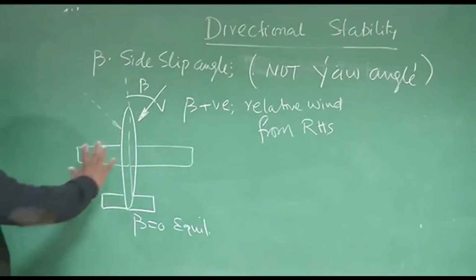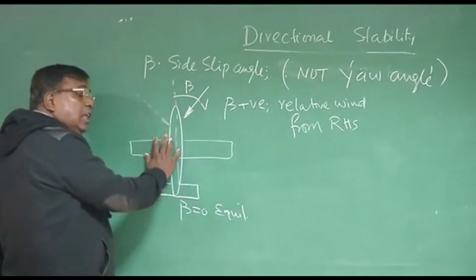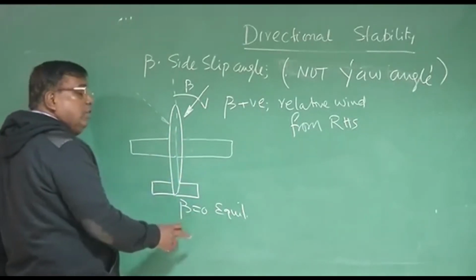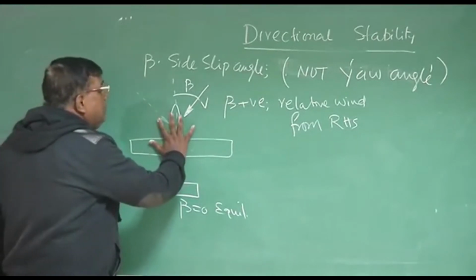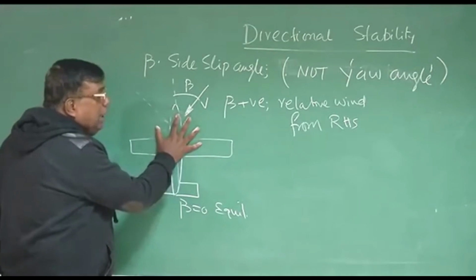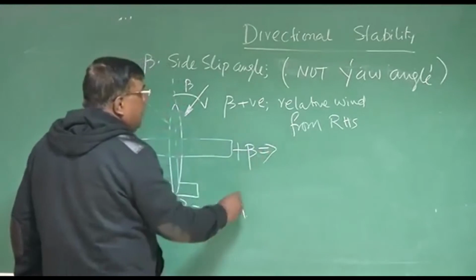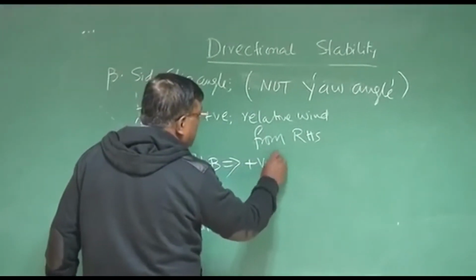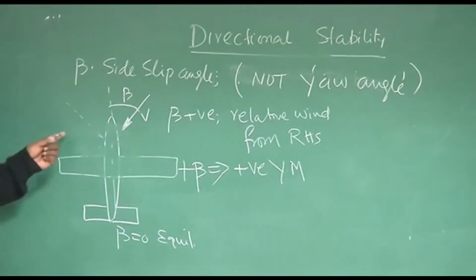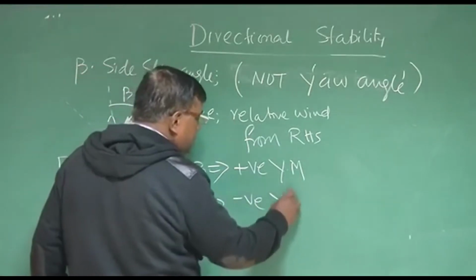So suppose I am going at a beta equal to 0, and suddenly there is a disturbance that has introduced beta. So if it has initial tendency to make it to beta equal to 0, we say it is statically stable. That means it has to turn like this. Turn like this means right wing going back. That means for a positive beta, it must generate a positive yawing moment. Okay? That is clear. Similarly, for negative beta, it should generate negative yawing moment. Right?